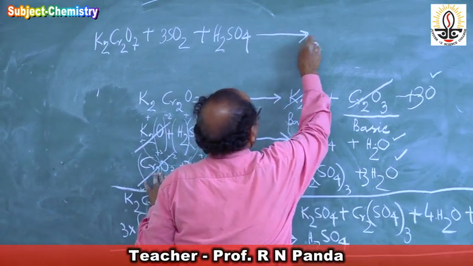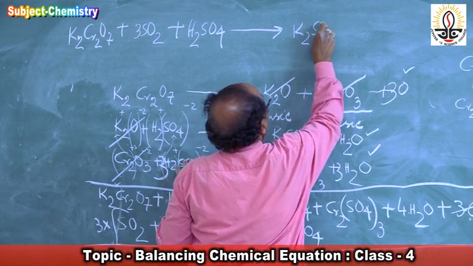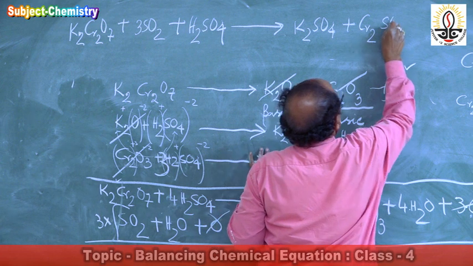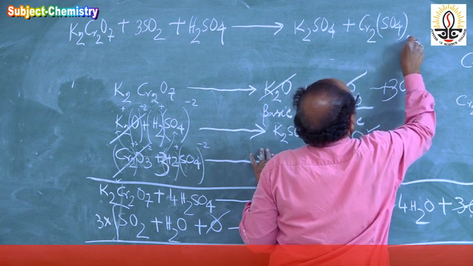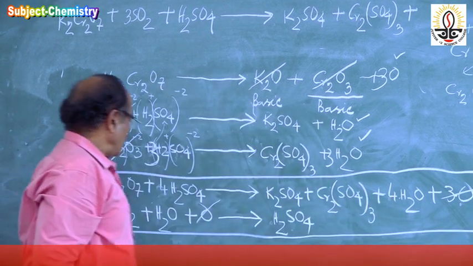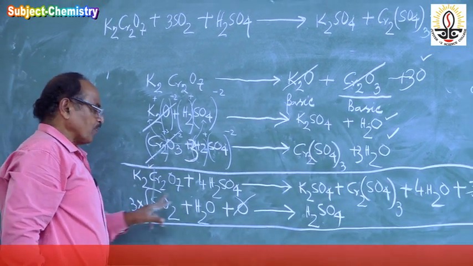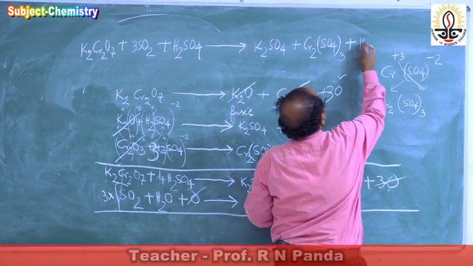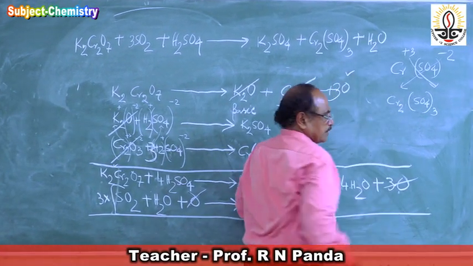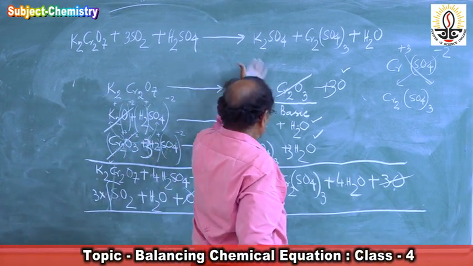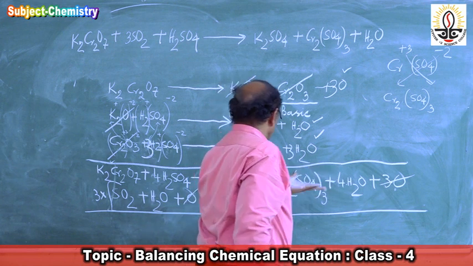Then what will happen? K2SO4, Cr2(SO4)3, plus water. How many water on the right side? 4 water. How many water on the left side? 3. 3 water, 4 water. So we'll have water here. That remains. Finished. That's the total thing. So we got K2SO4, we got Cr2(SO4)3, we got water.